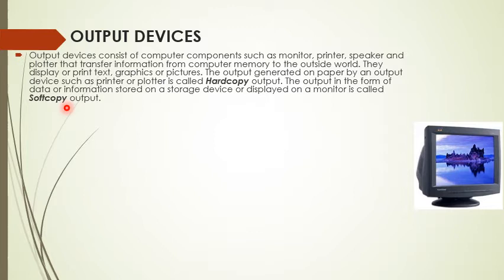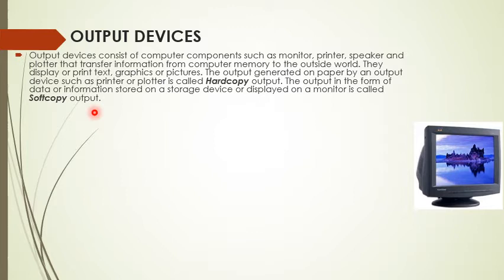I think most of you know what a hard output is. The output generated on paper by an output device such as a printer or plotter is called a hard copy output, and the data or information which is stored or displayed on a monitor is known as a soft output.